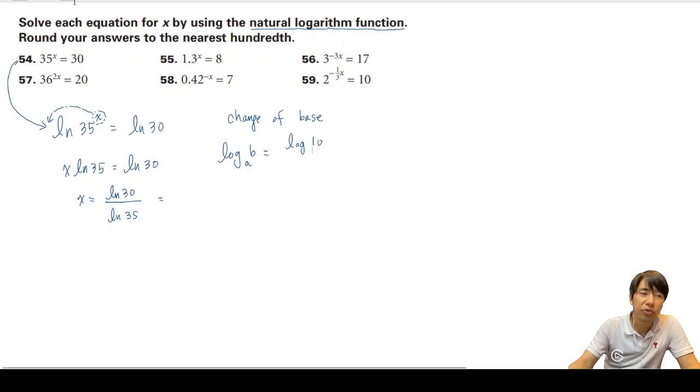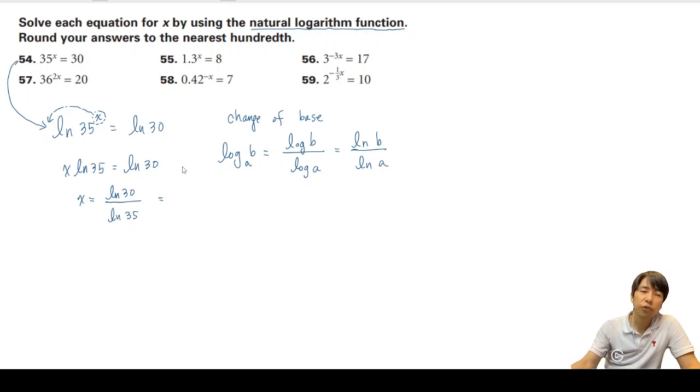My eraser doesn't work. Let me see. Okay, here. Now it works. ln b, log b over log a. You can write it down like that. Or equivalently, you can do ln b over ln a too, okay?